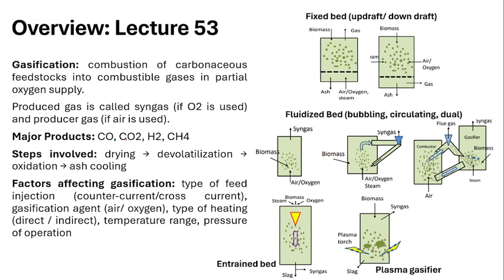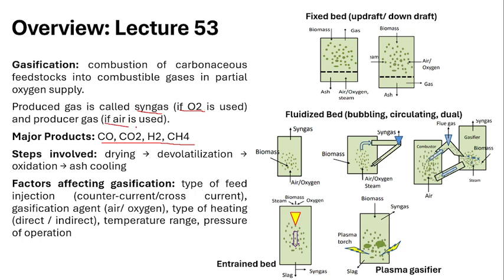The major products involved are carbon monoxide, carbon dioxide, hydrogen, and methane. Okay, these are the major products involved during the gasification process. And one more thing: the gas produced during gasification is called syngas if we are using oxygen as the combustion agent.